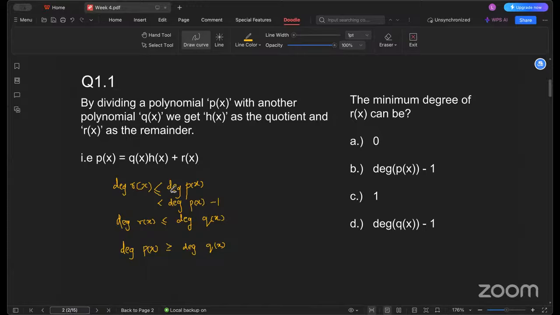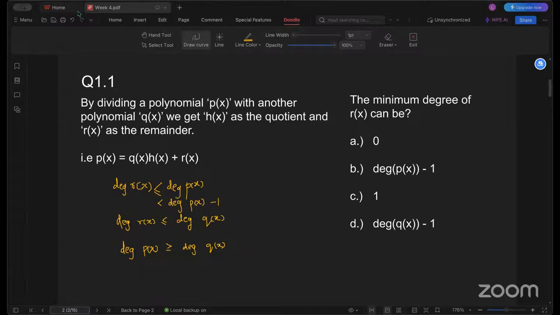Okay. What about degree of Q of x and R of x? How can you say that degree of R of x is equal to P of x? Is it possible in what situation? Ma'am, it is possible when the divisor is a constant and P of x is a polynomial, I guess. Sorry, how? Can you repeat it? Ma'am, I am saying when the divisor is a constant and dividend is a polynomial.